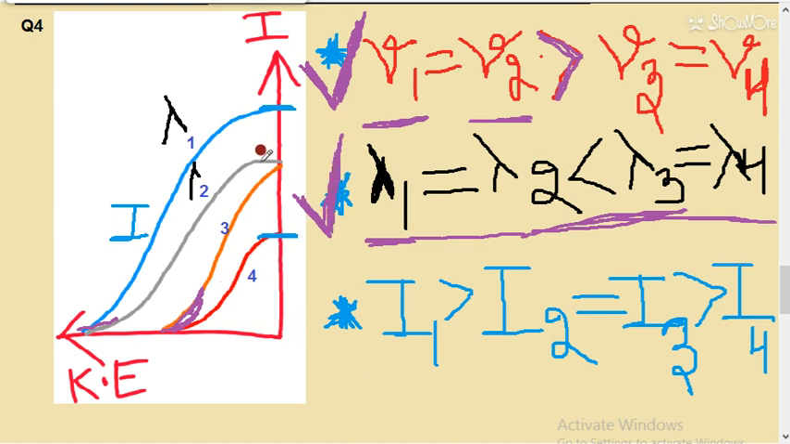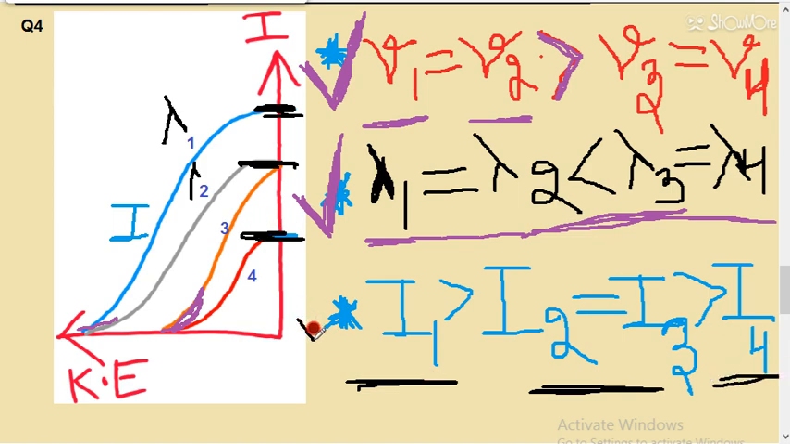After this you have to see the current relation. Now the current is maximum for intensity 1, so I1 is greater than I2 and I3. The current is the same for I2 and I3, so I1 is greater than I2 equal to I3. These two intensities will be equal, and then 4 will be the smallest intensity, so I3 is greater than I4. I hope this relation is also clear to you.